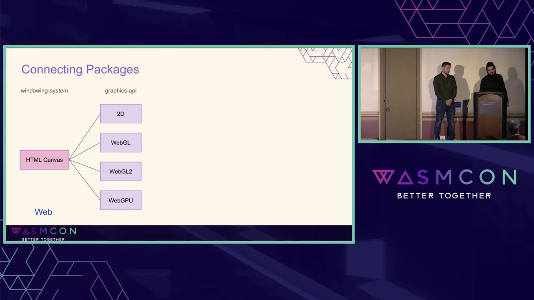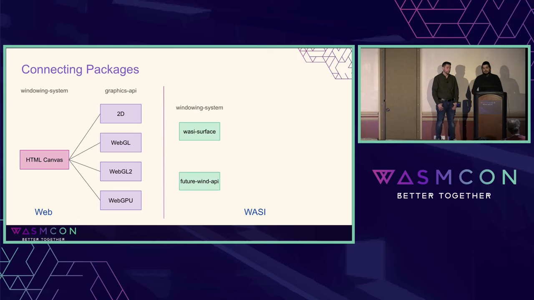So how do you connect these packages? On the web, there are a few graphics APIs. There's WebGL, there's WebGPU. And if you want to draw with them, you would draw to an HTML canvas element. There are no alternatives to that. But in WASI, you want to be a little more flexible. So we're starting with WASI Surface, but we want to allow future windowing APIs that are maybe more full-featured, or maybe something for VR. So we don't want to restrict ourselves just to WASI Surface.